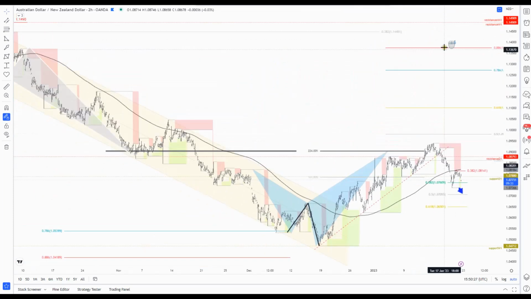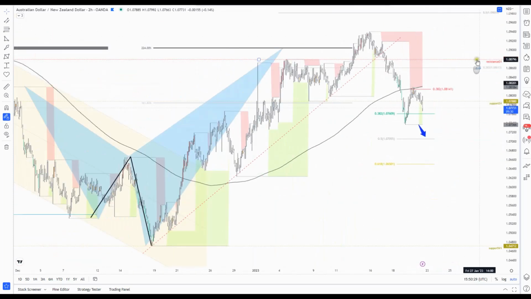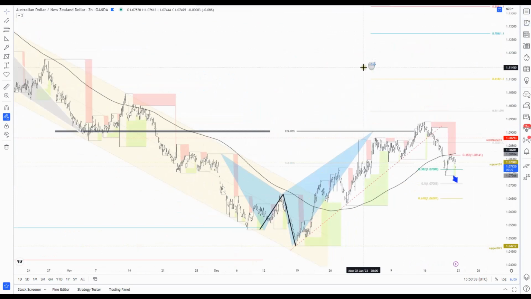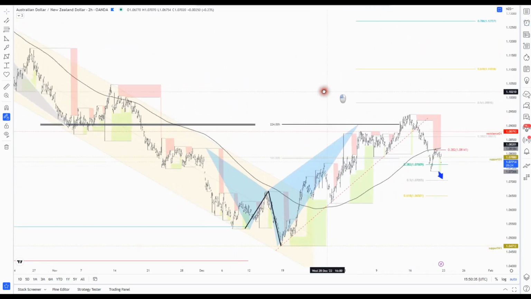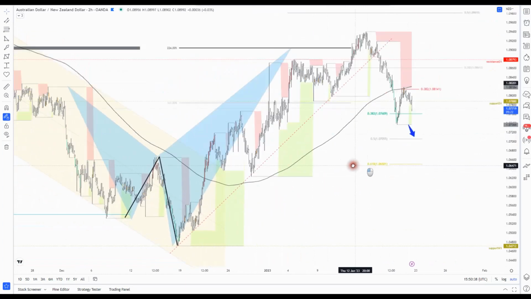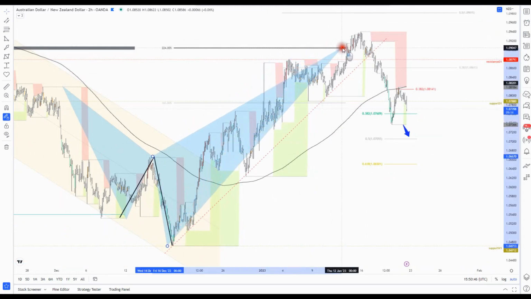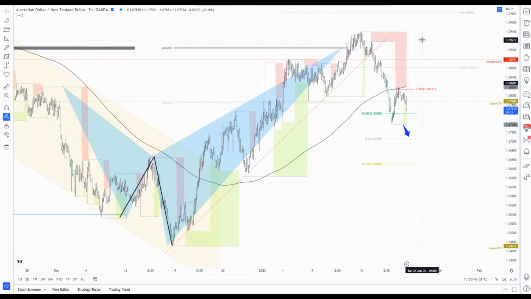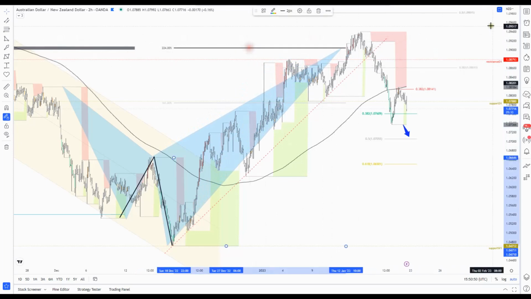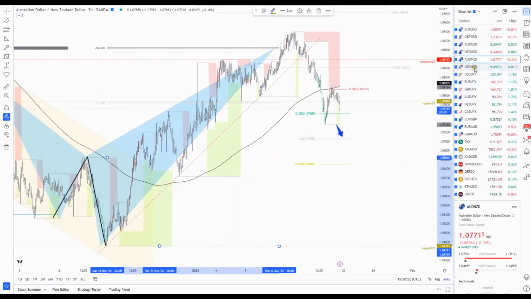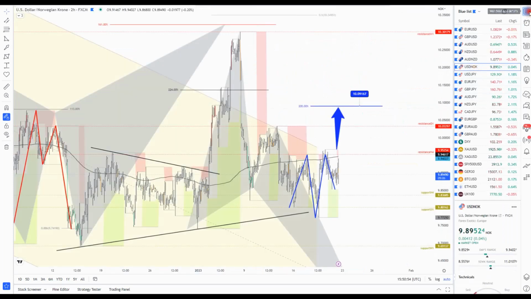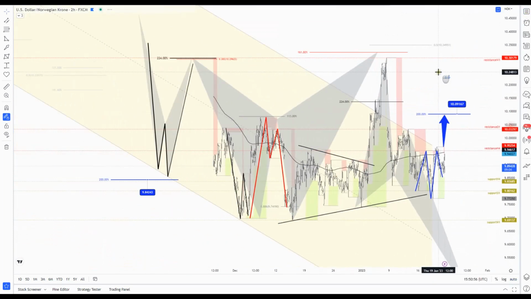I don't see any clear pattern emerging at this point for the Australian dollar. Just to remind you about the breakout of this structure after the formation, of course, this bearish shark pattern at 224% Fibonacci extension level. Let's go to the Norwegian krone.